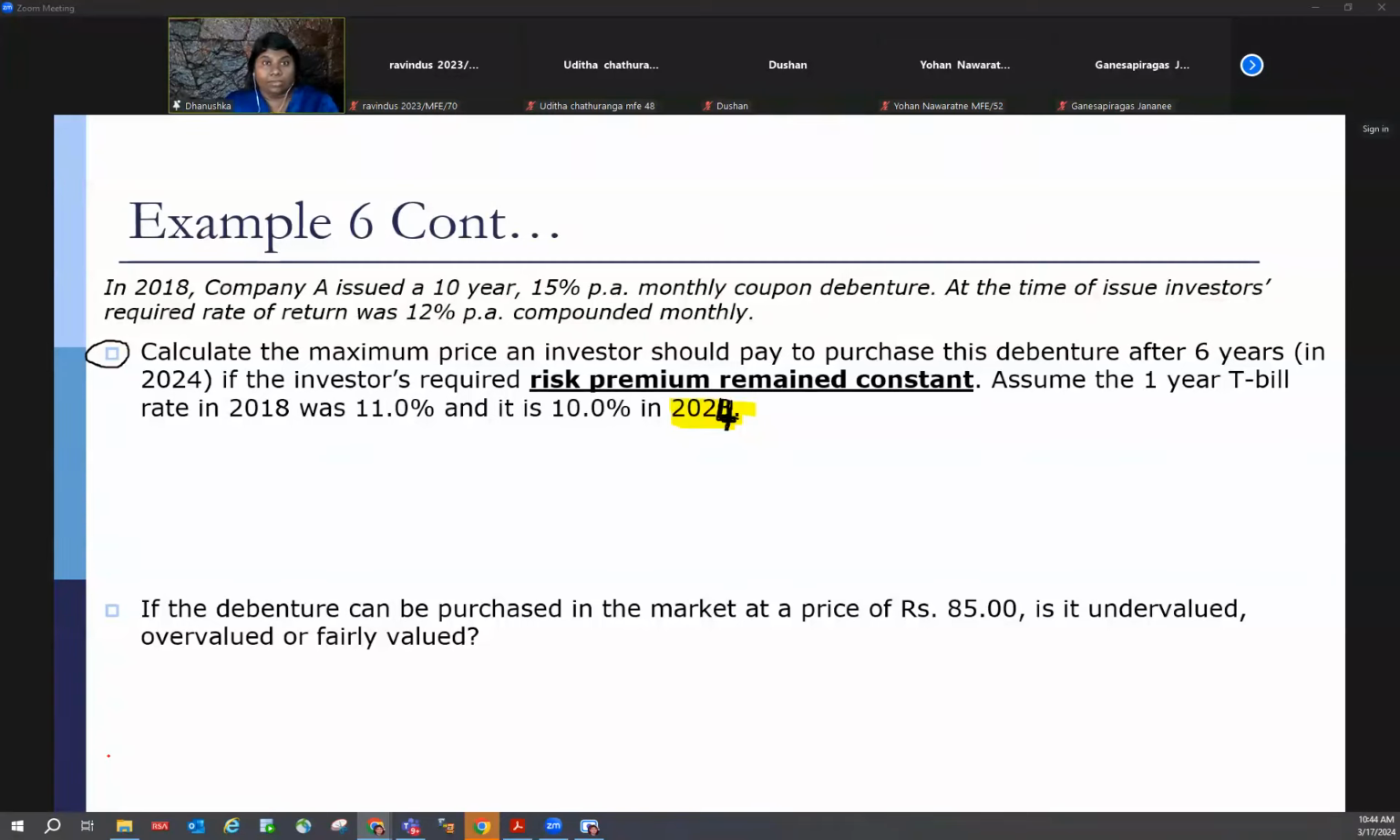So it is like the second part. It is after 6 years. But now rates have come down. And what we're saying is assume the risk premium remains constant. The risk premium in 2018 is still applicable in 2024. So the first step is you have to find the risk premium. How much is that? The risk premium in 2018. How much is that?